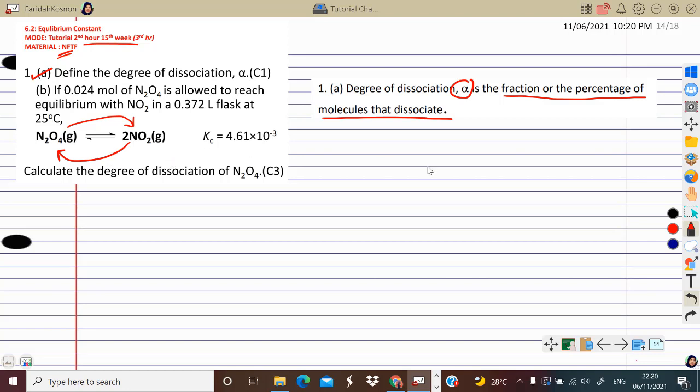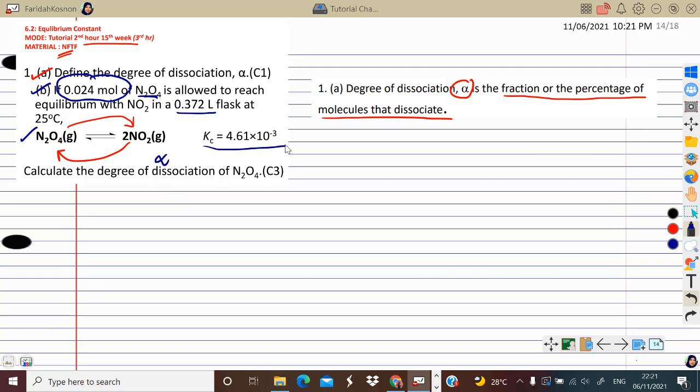Okay, to help you to understand more on degree of dissociation, let's refer to question 1B. If 0.024 mole N2O4 is allowed to reach equilibrium with NO2 in a 0.372 liter flask at 25 degrees Celsius. Okay, given to you the mole of N2O4, and this reaction occurred at 25 degrees Celsius. This is the balanced chemical equation, and this is the Kc value for the reaction. The question asks you to calculate the degree of dissociation ataupun diminta untuk mengira alpha.